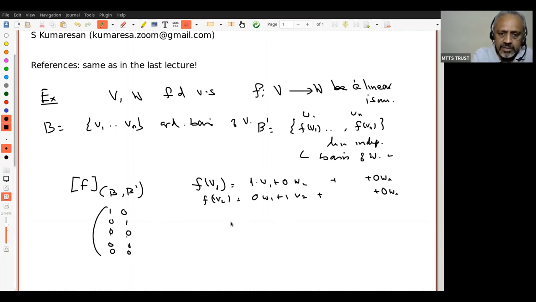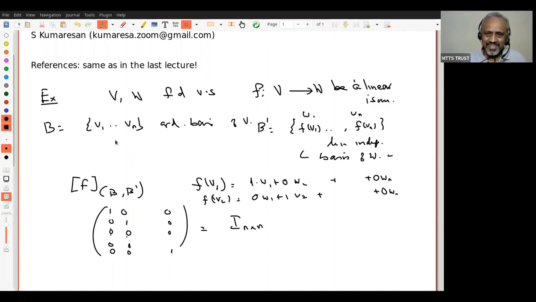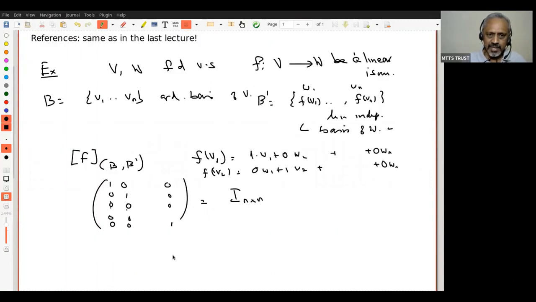Now, let's look at the nth case. F of Vn will be Wn. Therefore, that's going to be 0, 0, ..., 0, 1. So you can see it's the identity matrix, n cross n. You see that? Had I chosen some other basis B dash for W, I may not get this pretty matrix. I got a very simple looking matrix, namely the identity matrix. Therefore, for any linear isomorphism, if I choose my basis properly for the domain and take its image, that will be a basis for the codomain. And with respect to these two ordered bases, the matrix is going to be the identity matrix.